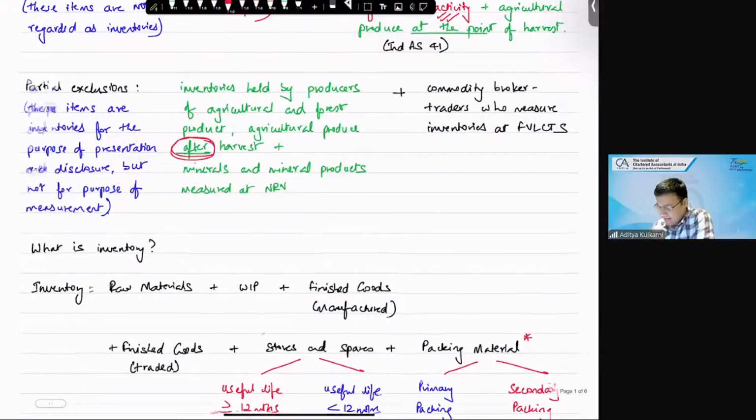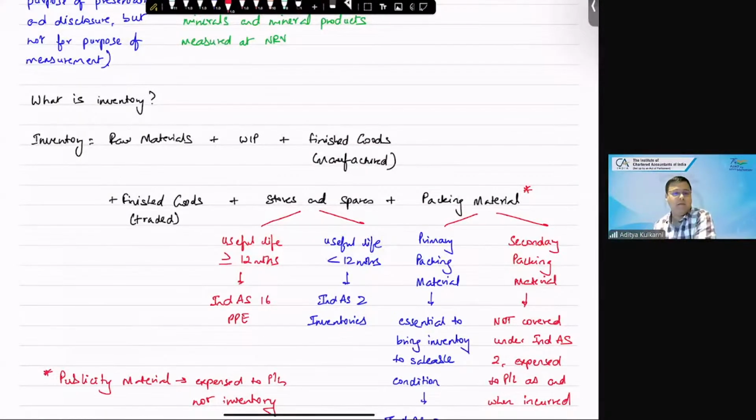So let us look at it. I have just made a small pictorial presentation. Raw materials are covered under inventory. Work in progress will be your inventory. Finished goods in the case of a manufacturing entity are also inventory. Finished goods for traded items are also inventory. Stores and spares will specifically come. These are interpretations. Useful life less than 12 months, we will treat them as inventories. Useful life greater than or equal to 12 months, it will be regarded as property, plant and equipment.